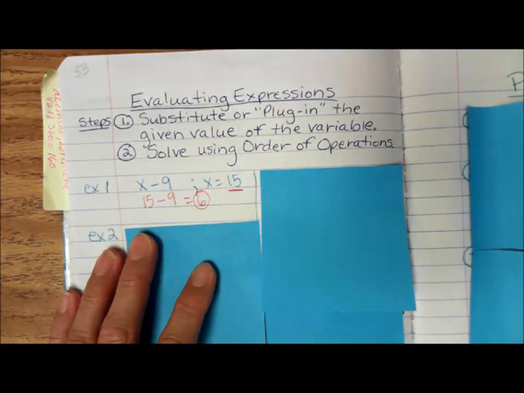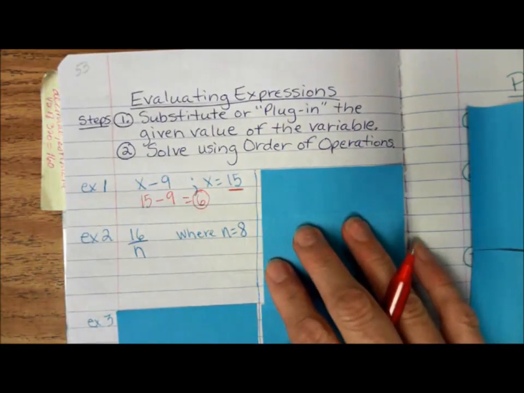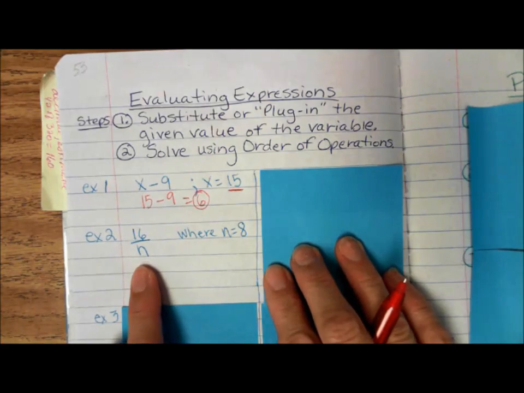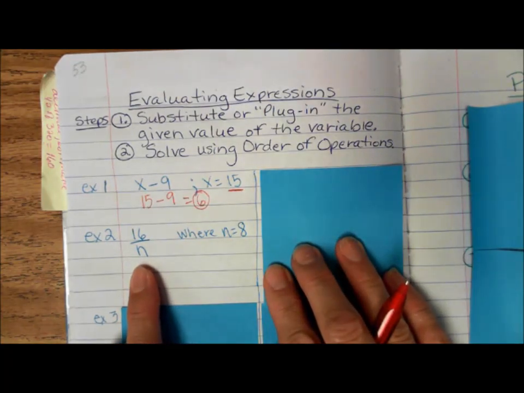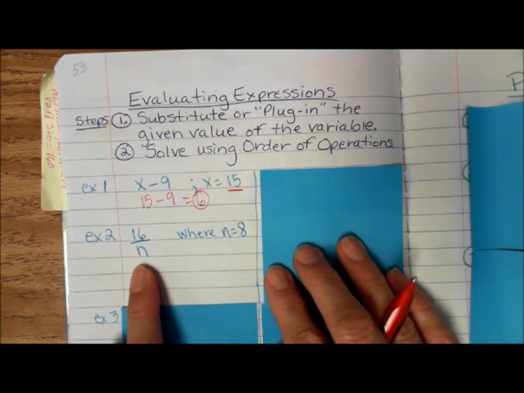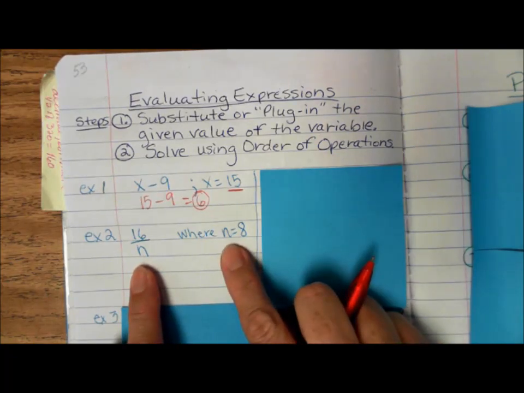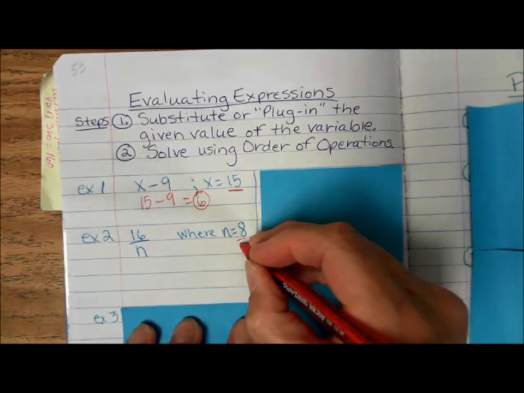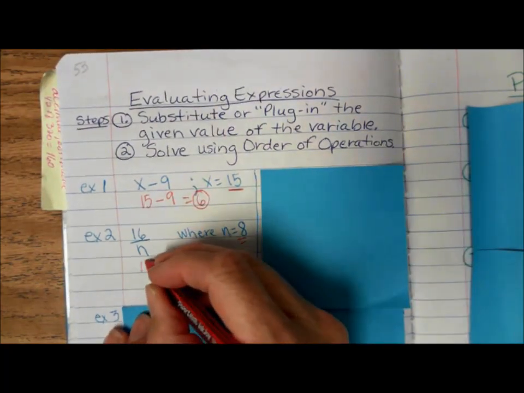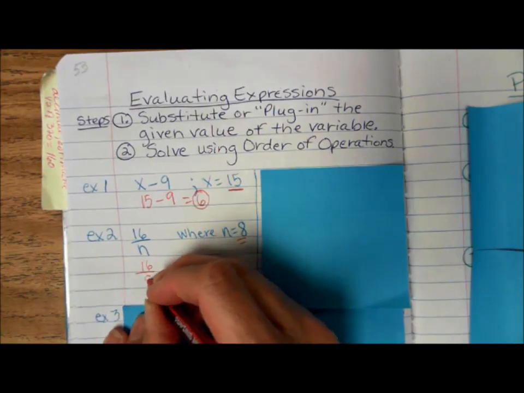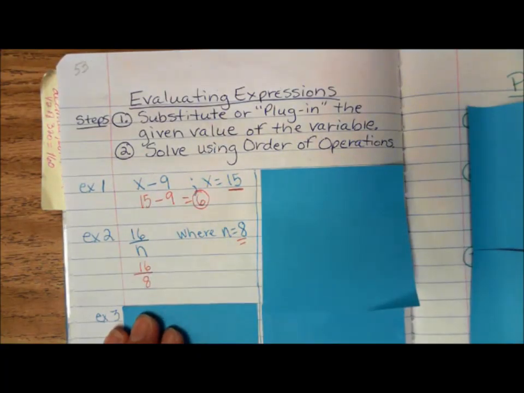Easy peasy. All right, let's do a second example. What does that fraction bar, that line, mean? It looks like a fraction. It means to divide, though. So 16 divided by n. Well, we can't solve it, but here we can evaluate it because they're telling us that n equals 8. So first we substitute. I'm going to rewrite it as 16 divided by 8. And then we solve it. What's 16 divided by 8? 2. Fantastic.